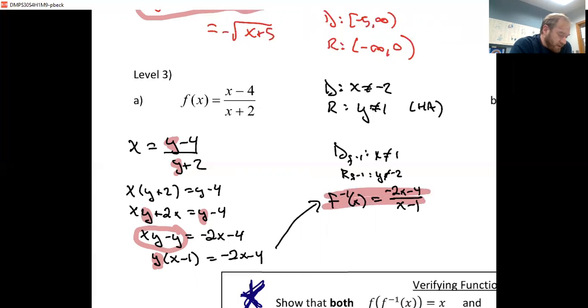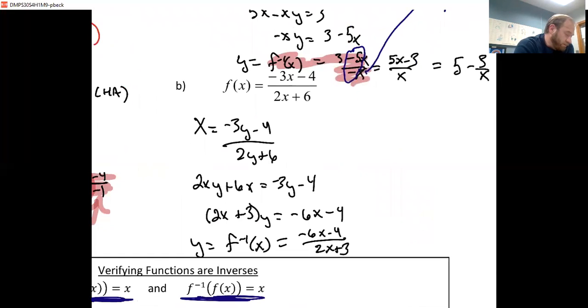So f inverse of x is going to be -2x minus 4 over x minus 1. So x is not allowed to equal -2 because it makes the denominator 0. Y is not allowed to equal 1 because of the horizontal asymptote. Starting from the bottom, x is not allowed to equal 1 because it makes the denominator 0, and y is not allowed to equal -2 because of the horizontal asymptote and the ratio of those coefficients.